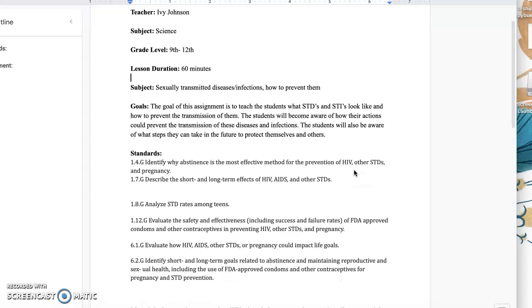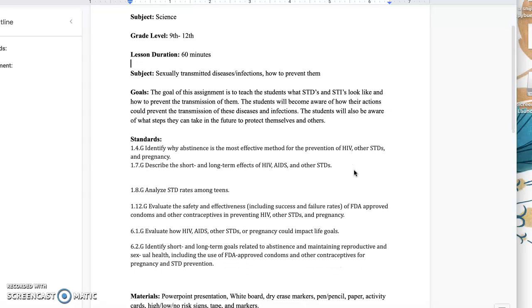The goal for this assignment is to teach the students what STDs and STIs look like and how to prevent the transmission of them. The students will become aware of how their actions could prevent the transmission of these diseases and infections. These students will also be aware of what steps they can take in the future to help protect themselves and others.